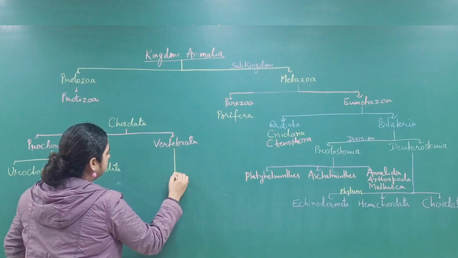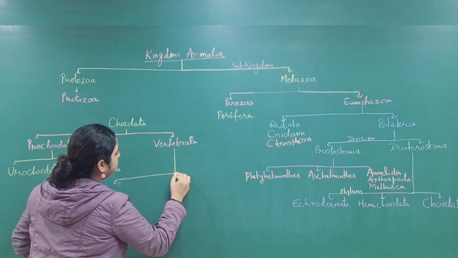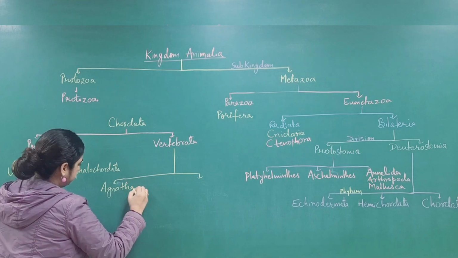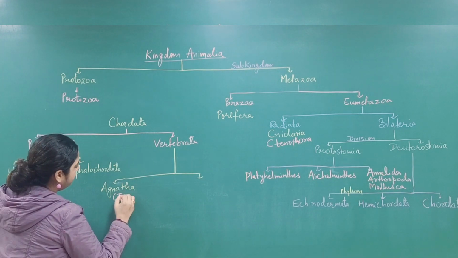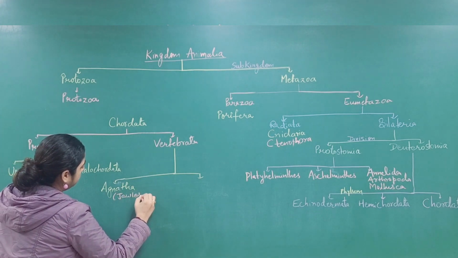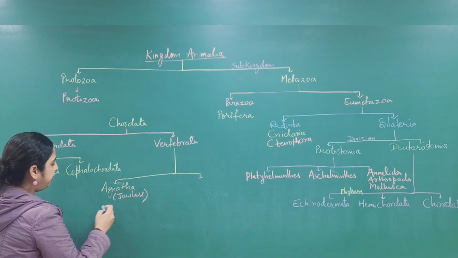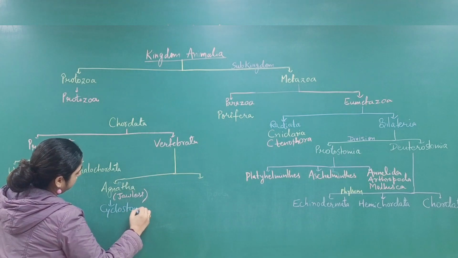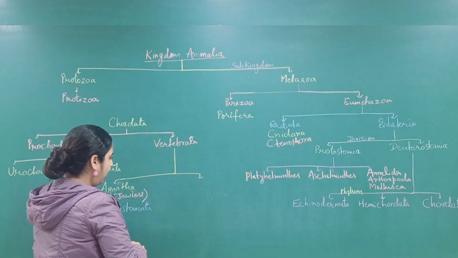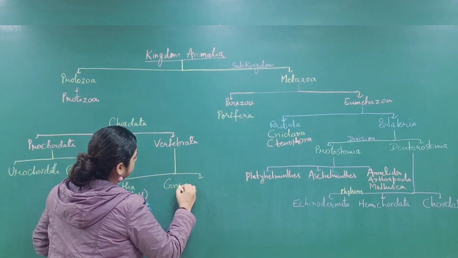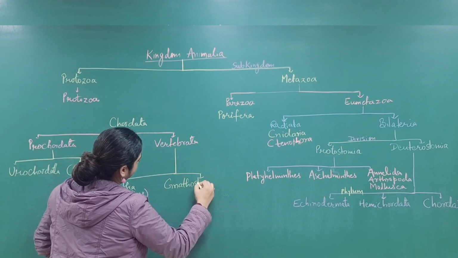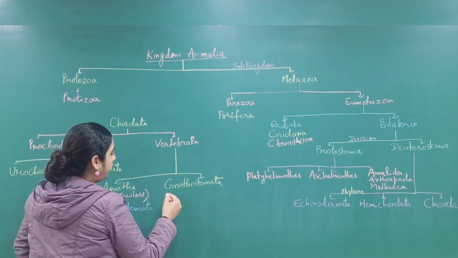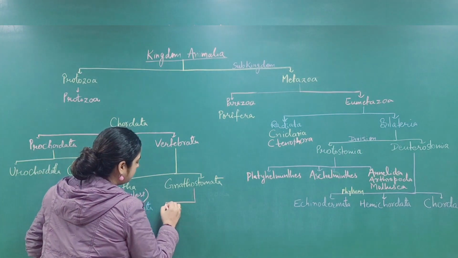Then we have vertebrata, which is further of 2 types. One is agnatha, which are jawless. They do not have jaws, and here we place cyclostomata. And we have gnathostomata, which have jaws.